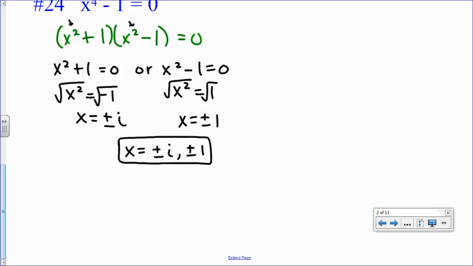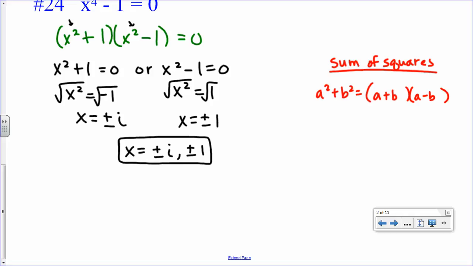I want to talk a little bit, though, about factoring x squared plus 1 now. Now that we have defined I, you can factor the sum of squares. So before, we knew we could factor difference of squares, but we said, oh, well, we can't factor sum of squares. Now that we have I, we can. So sum of squares factors a lot like difference of squares. So a plus b, a minus b. But this time, with the b, there is an I.